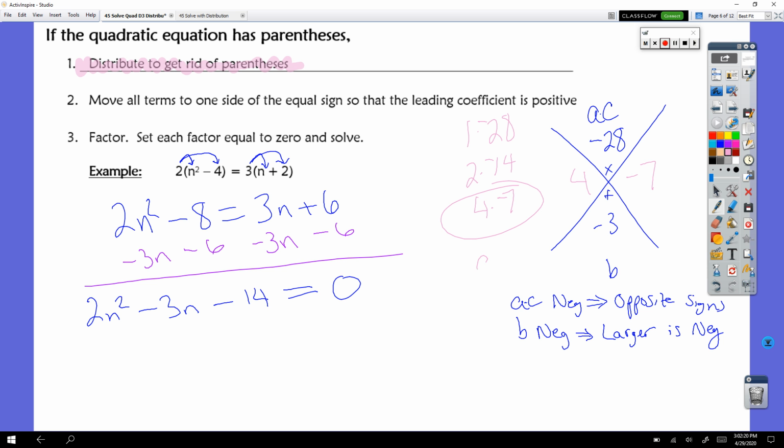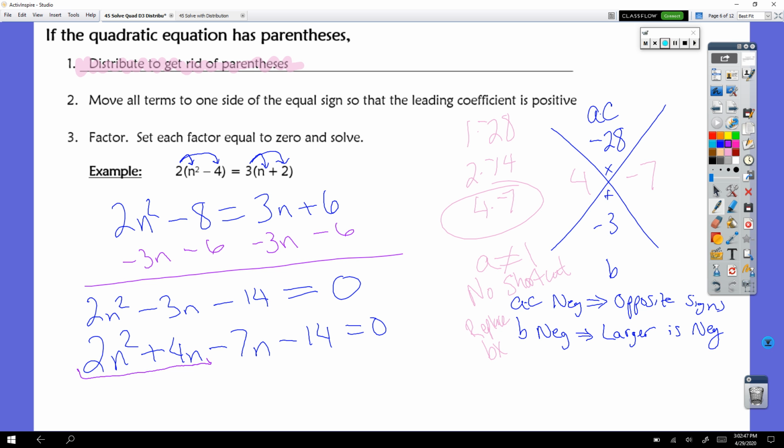My A value is not equal to 1, so I cannot do a shortcut. I have to replace the BX term. So I've got 2n squared plus 4n minus 7n minus 14 equals 0. We'll do factoring by grouping because we've now got 4 terms.